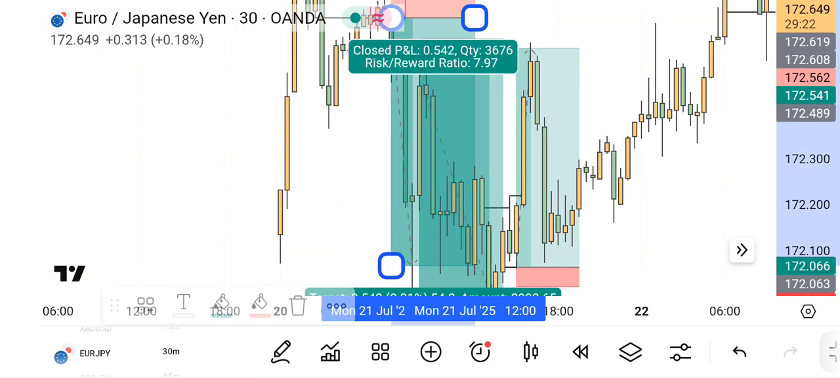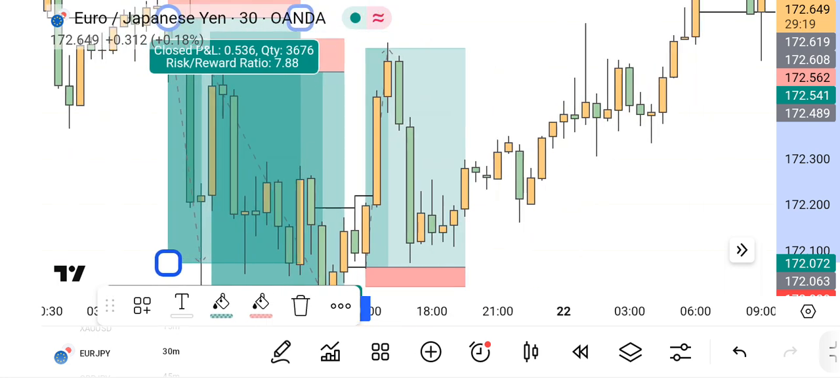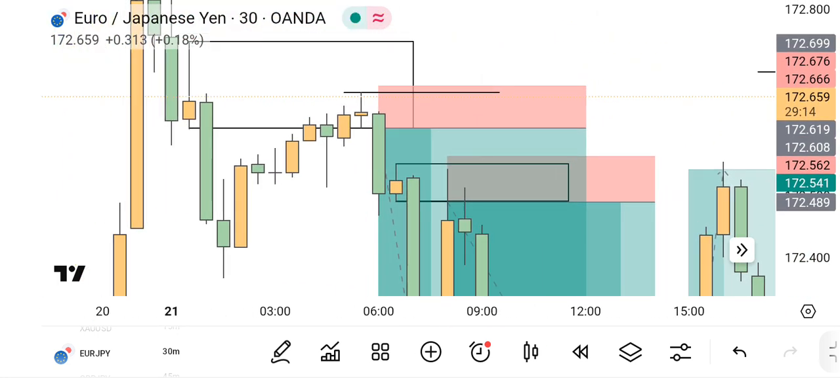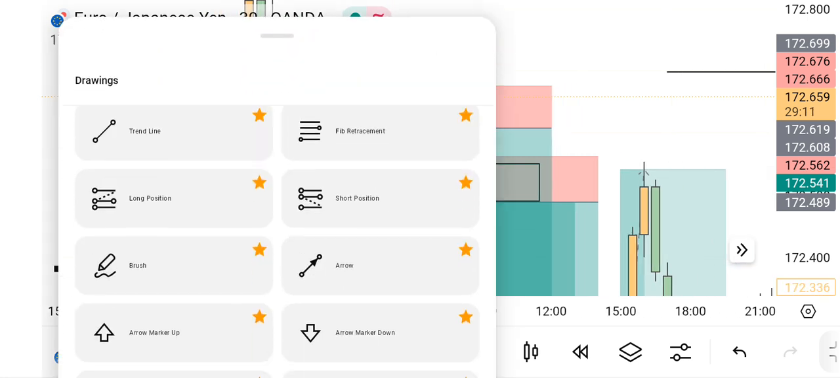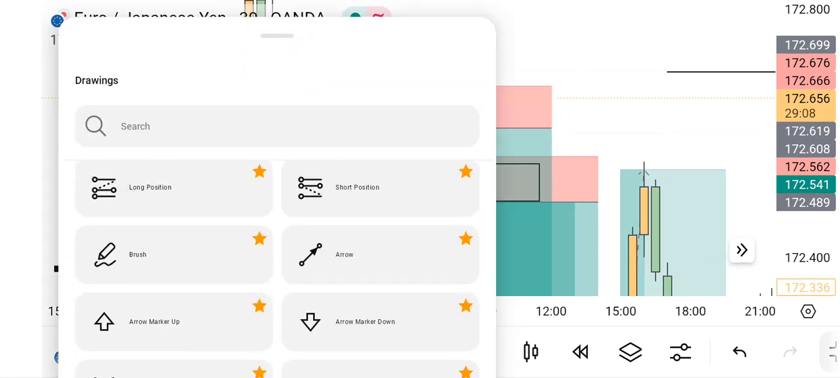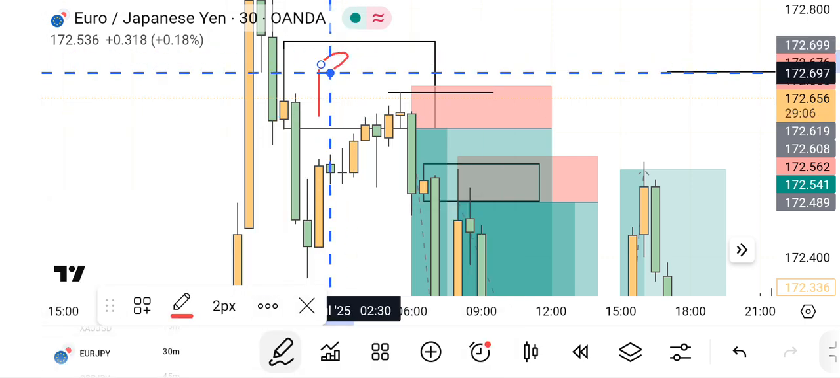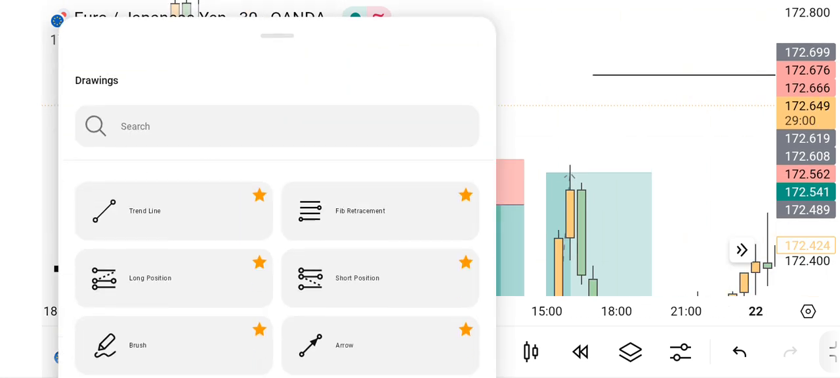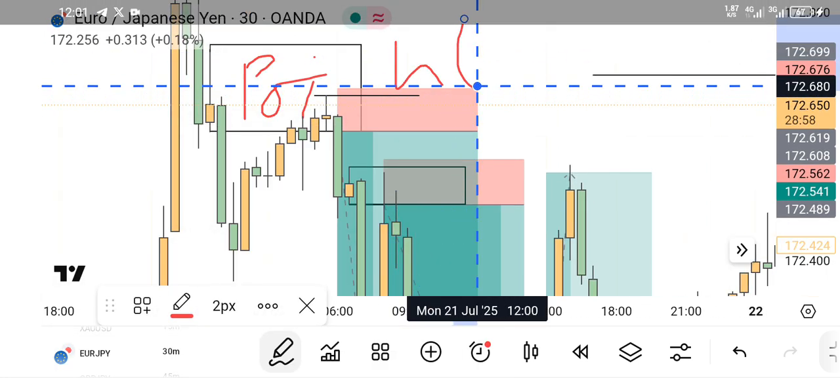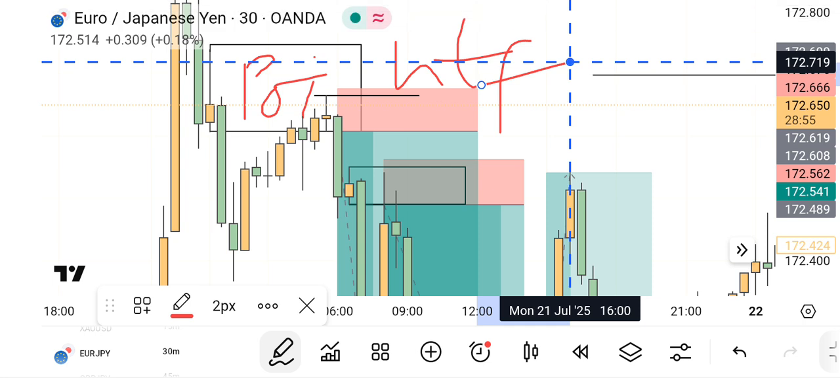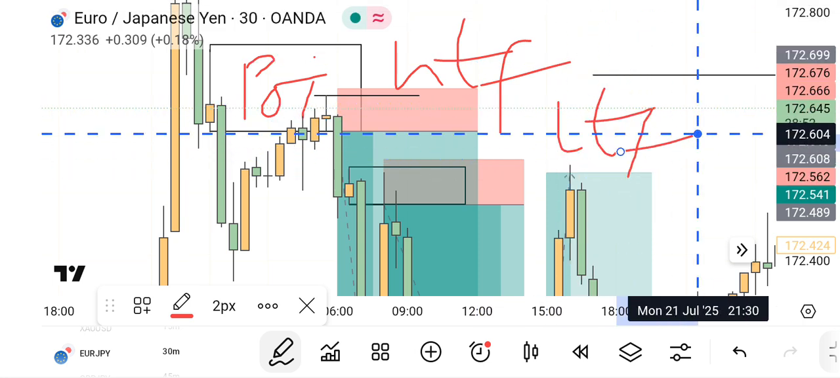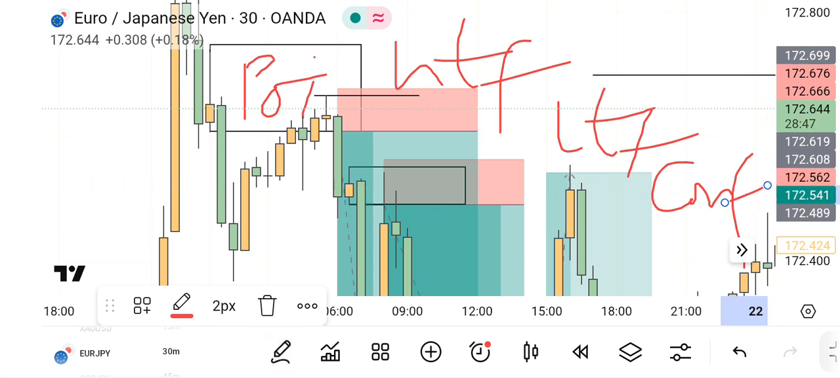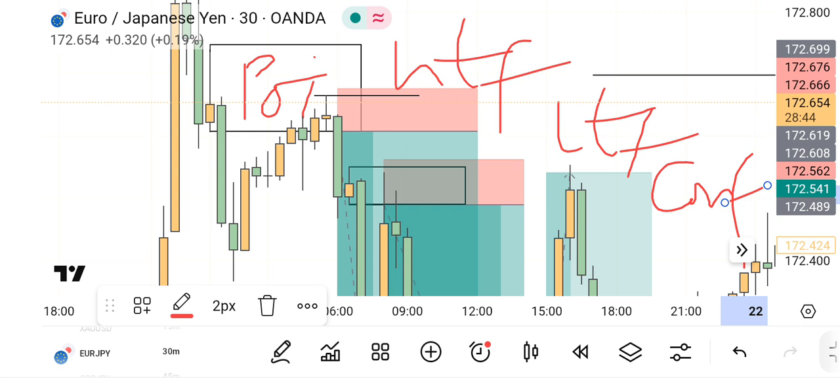So then my take profit is around here. So you see, basically that's just it. This is the point of interest on a higher time frame. Then you go to the lower time frame for your confirmation, either the 5 minute time frame or the 3 minutes time frame for your confirmation.